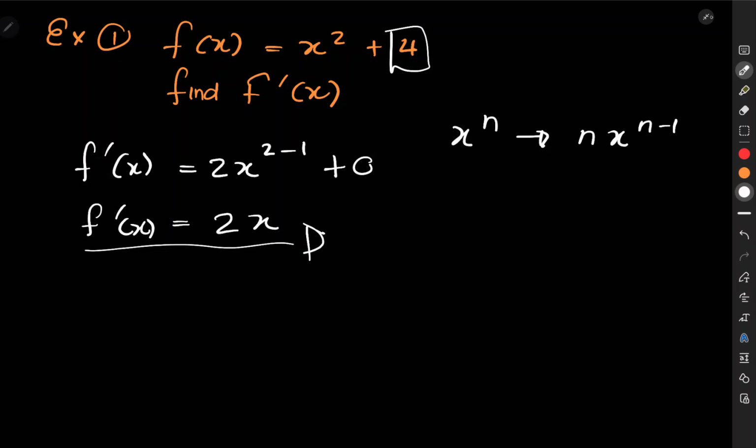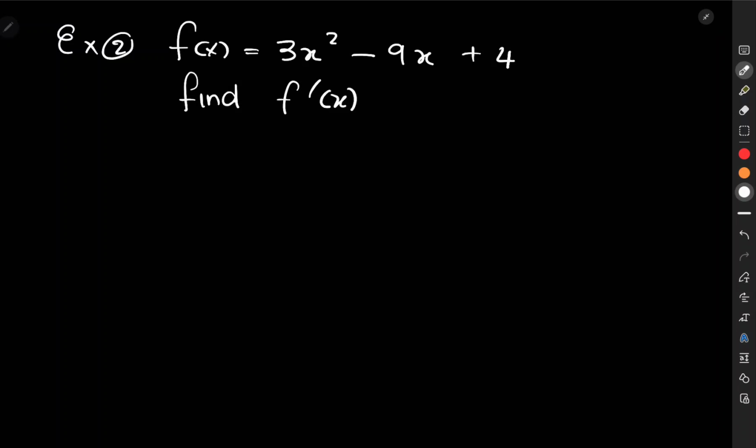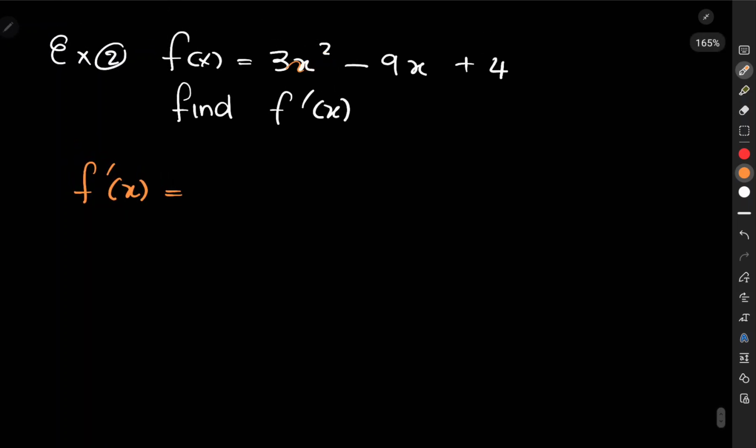And that is the final derivative of this function that we're given. So now let's look at another example. In the second example, we're given f of x is equal to 3x squared minus 9x plus 4, and we need to find the derivative. So we're basically doing the same thing here, where we derive each of these terms individually.